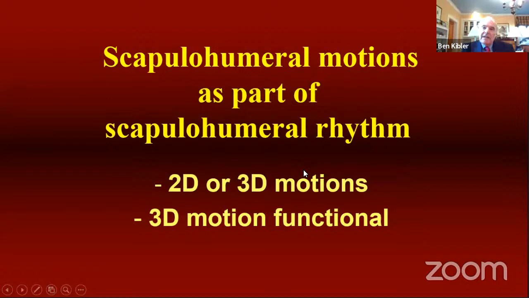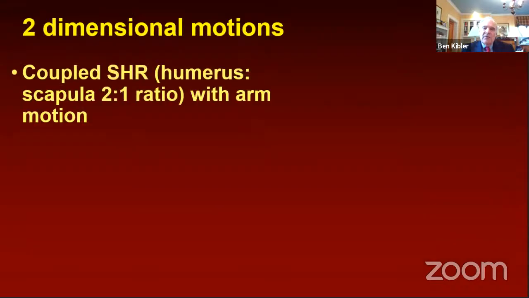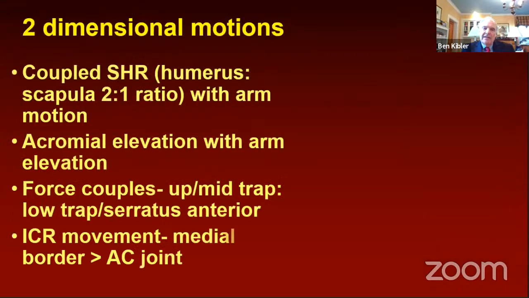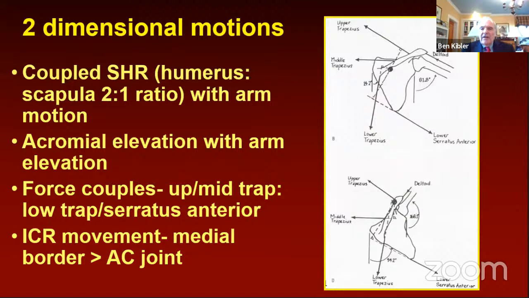So let's look at the mechanics. Let's look at the two-dimensional and three-dimensional, as was mentioned, motions. There's been some very good work that's shown that indeed you have a two-dimensional motion of the scapula that is arranged by force couples. Serratus anterior, lower trapezius, middle trapezius, and upper trapezius are the main muscles that are doing this.